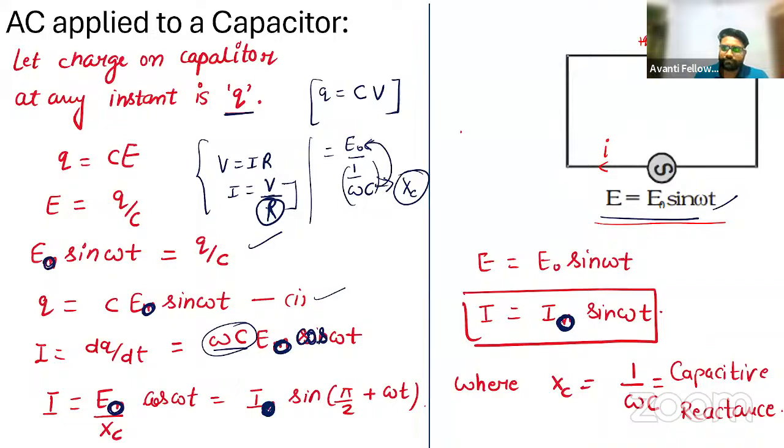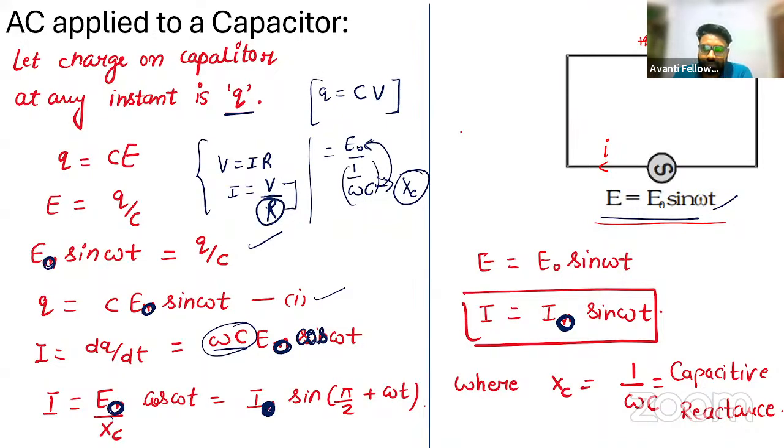So here you will see, just check this value. This XC represents the resistance provided by the capacitor in the circuit. And that is why we have a different name for it, which is capacitive reactance. XC is equal to 1 upon omega C, capacitive reactance.